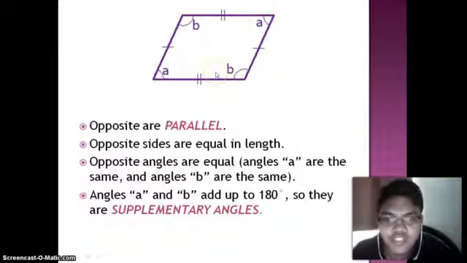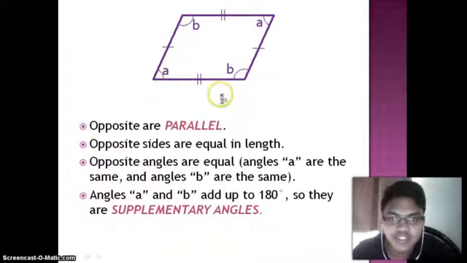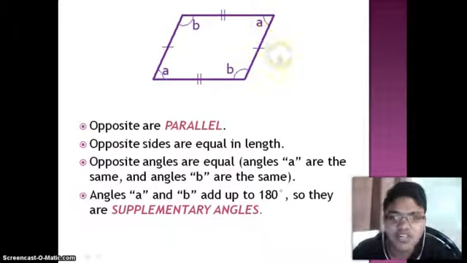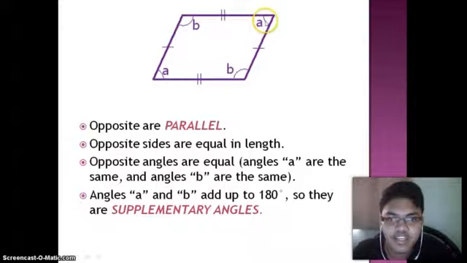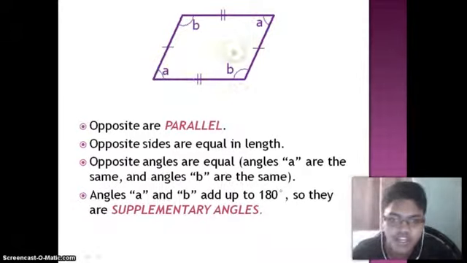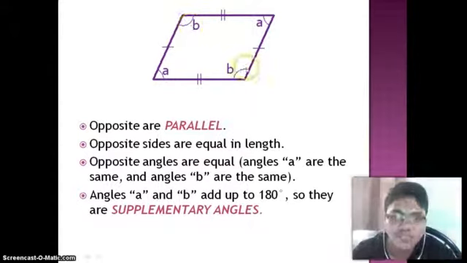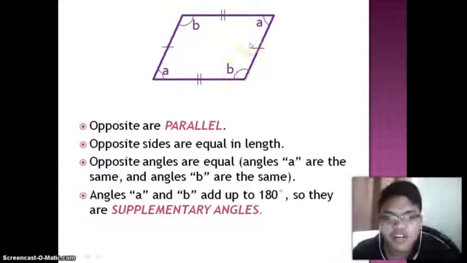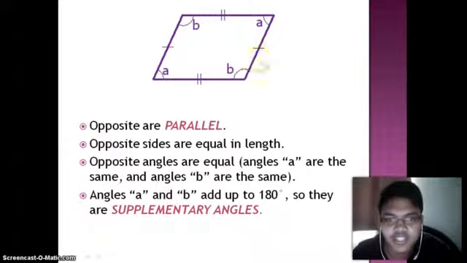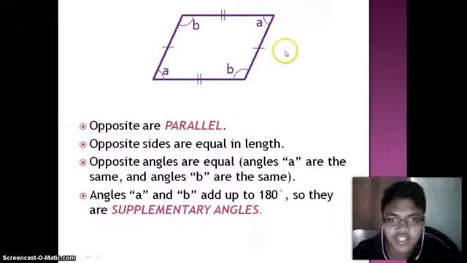So I'm going to simplify it. This means this side is equal to this side. This side is equal to this side, and angle A is equal to this angle A also. Angle B is also equal to this angle. Another formation: angle A plus angle B must give 180 degrees.